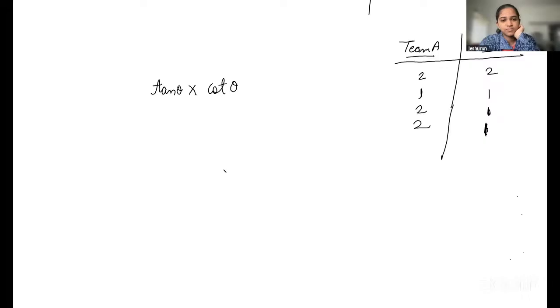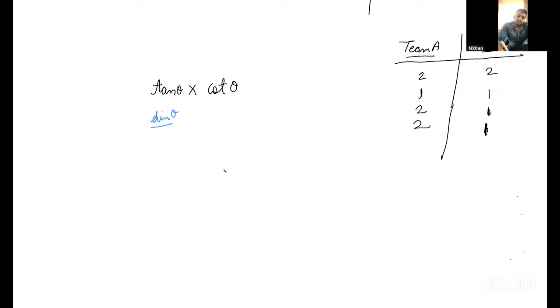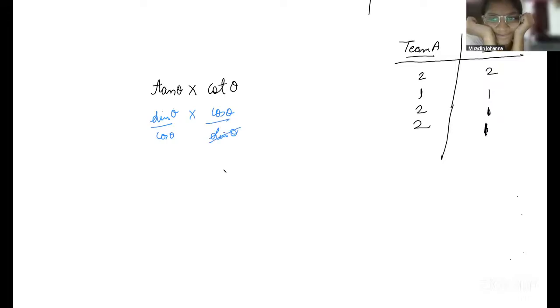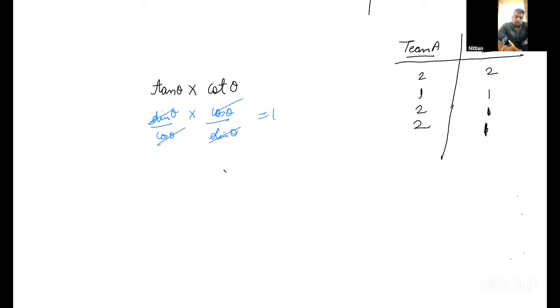Tan theta is perpendicular upon base and cot theta is base upon perpendicular. It will cancel and become 1. Okay, the answer is correct, but the way is not quite correct. Tan theta can be written as sin theta upon cos theta, and cot theta can be written as cos theta upon sin theta. So the terms will cancel, so it equals 1. Okay, so I will give full marks to you because it's correct.